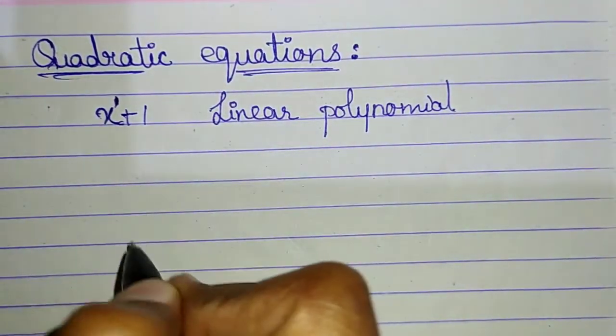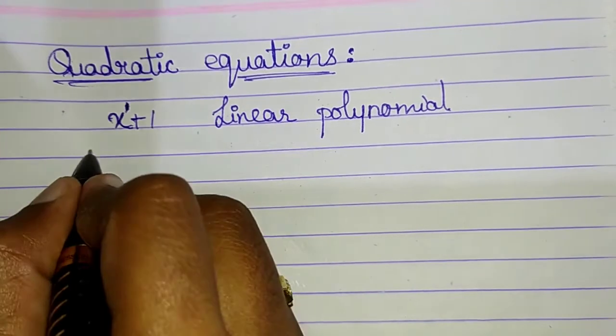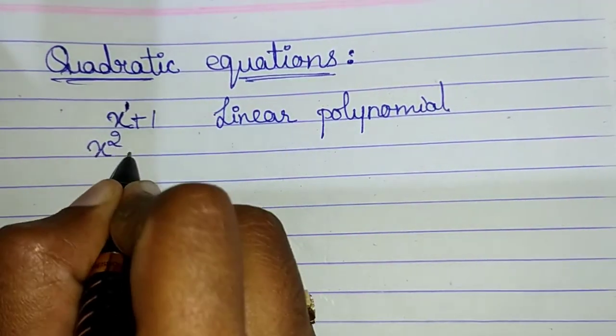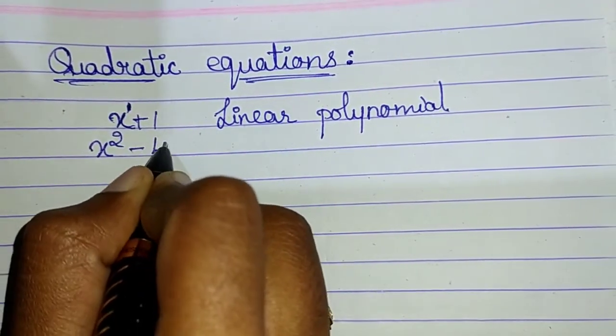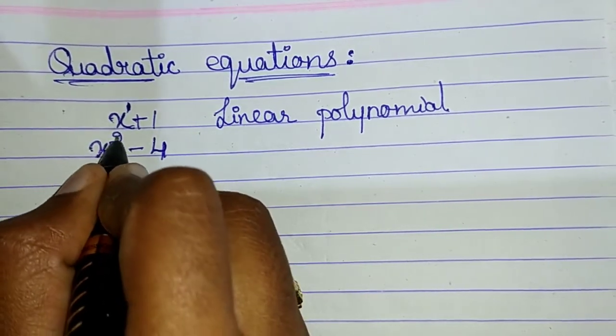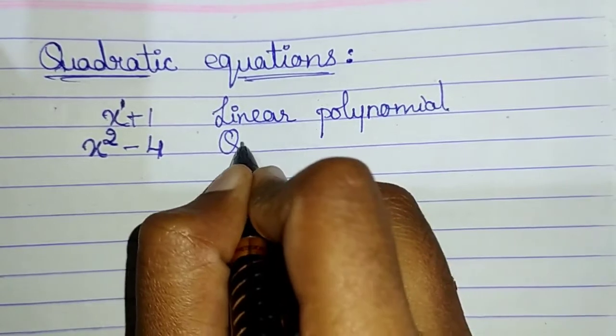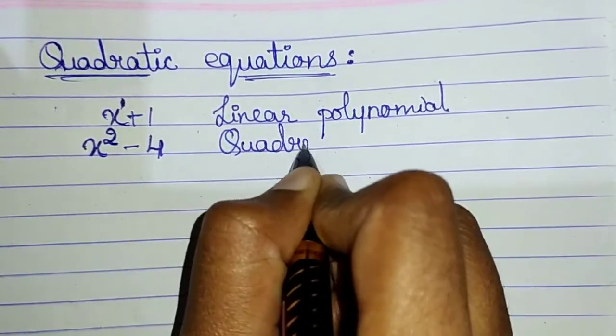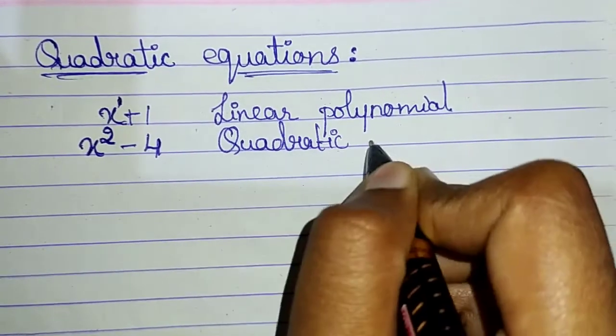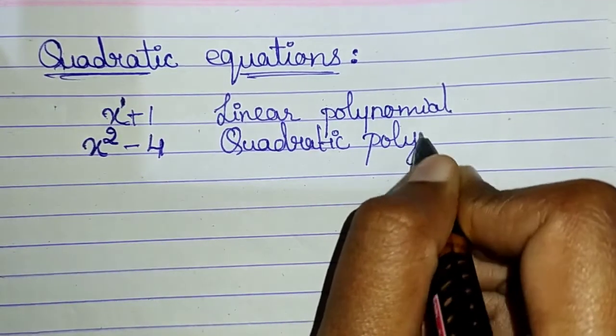Next we have the polynomials with degree 2. So here is an example, x square minus 4, where the power of x is 2. So this is known as a quadratic polynomial.